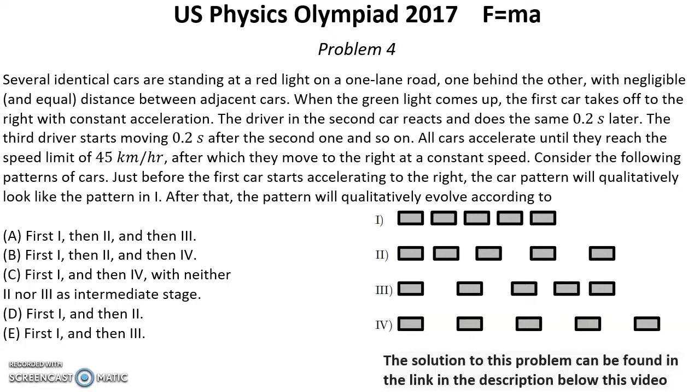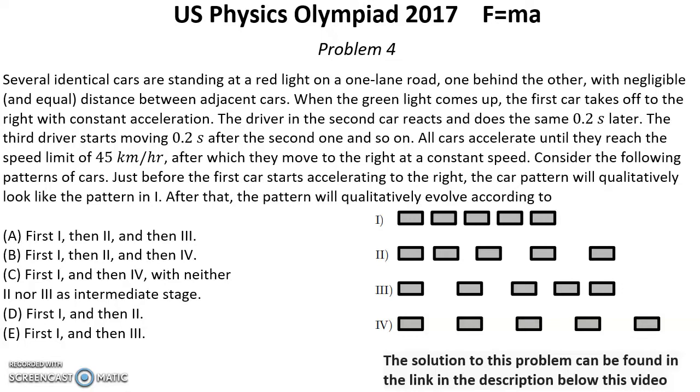Consider the following patterns of cars. Just before the first car starts accelerating to the right, the car pattern will qualitatively look like the pattern in the first row. After that, the pattern will qualitatively evolve according to the next rows.